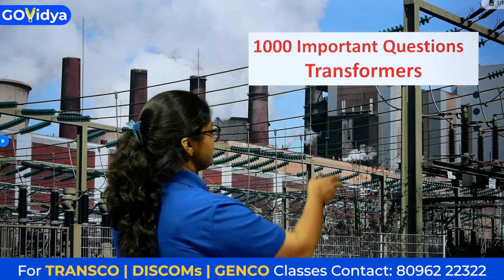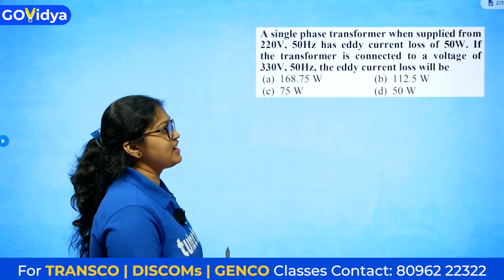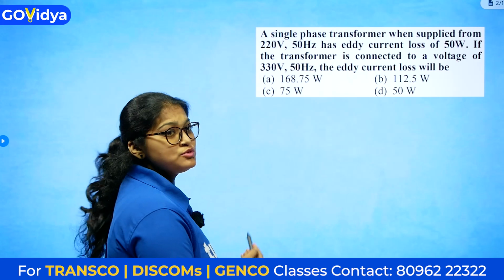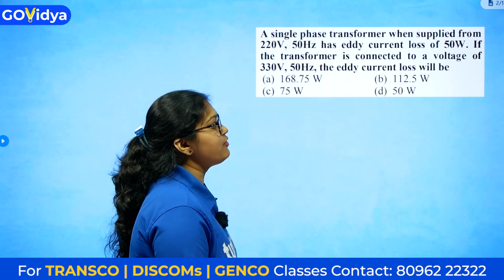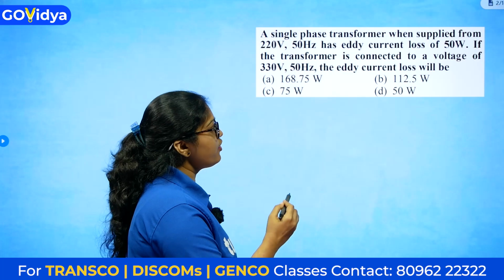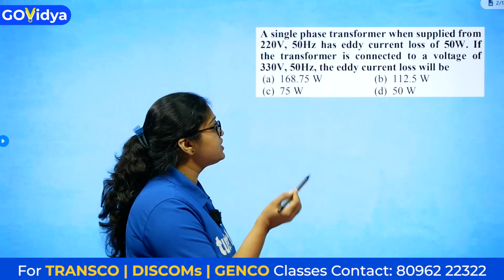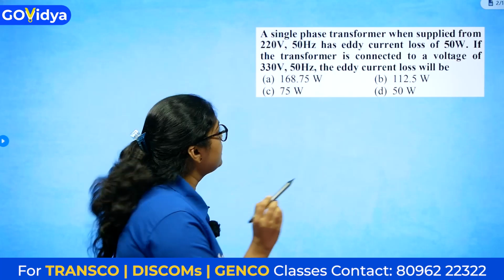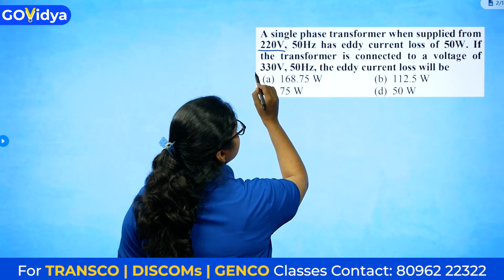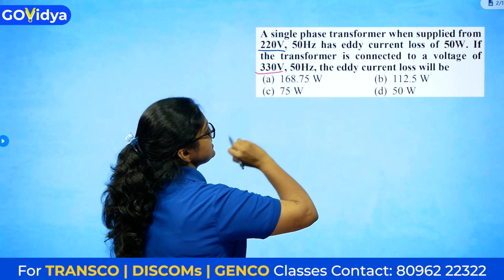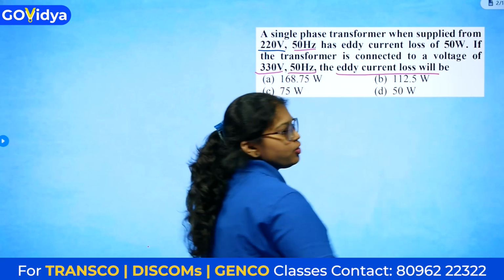So let's go to the first question. A single phase transformer when supplied from 220 volts 50 Hz has eddy current loss of 50 watts. If the transformer is connected to a voltage of 330 volts 50 Hz, the eddy current loss will be. So 220 volts, and it's connected to 330 volts and the frequency is 50 Hz. Now we have to find the eddy current loss.